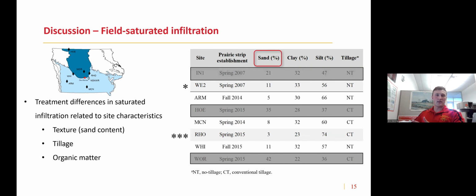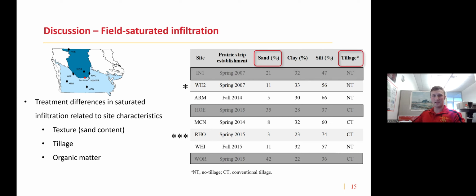And even when we look at the phase 1 sites at Neal Smith, where there really wasn't a significant outcome, there was a slight prairie strip enhancement at the Weaver 2 site. It's interesting that that field actually had lower sand content than the others. So maybe there was a little bit more contrast that could be evident between the prairie strip and the row crop.